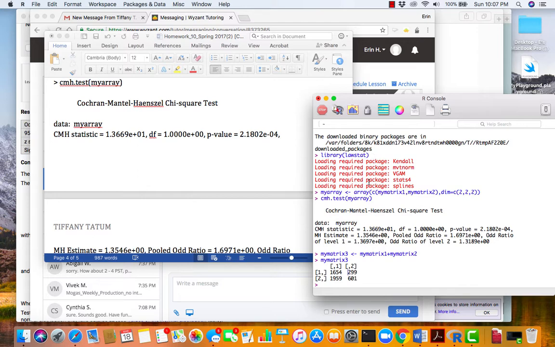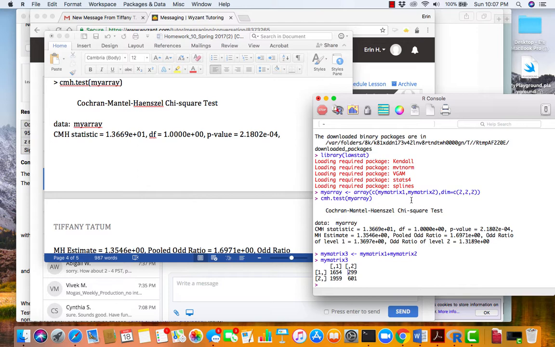Then you create a three-dimensional array. You use your matrix 1, matrix 2. Each of the matrices is 2 by 2, and there are 2 matrices. So the first number is the number of matrices, which happens to be 2. Then each matrix is of the order 2 by 2. Okay? Then here is your Mantel-Haenszel test.